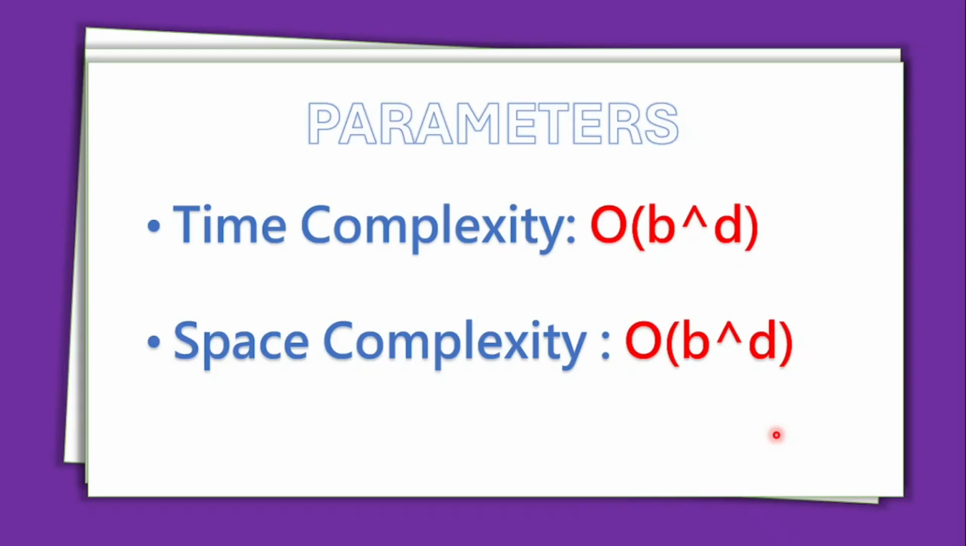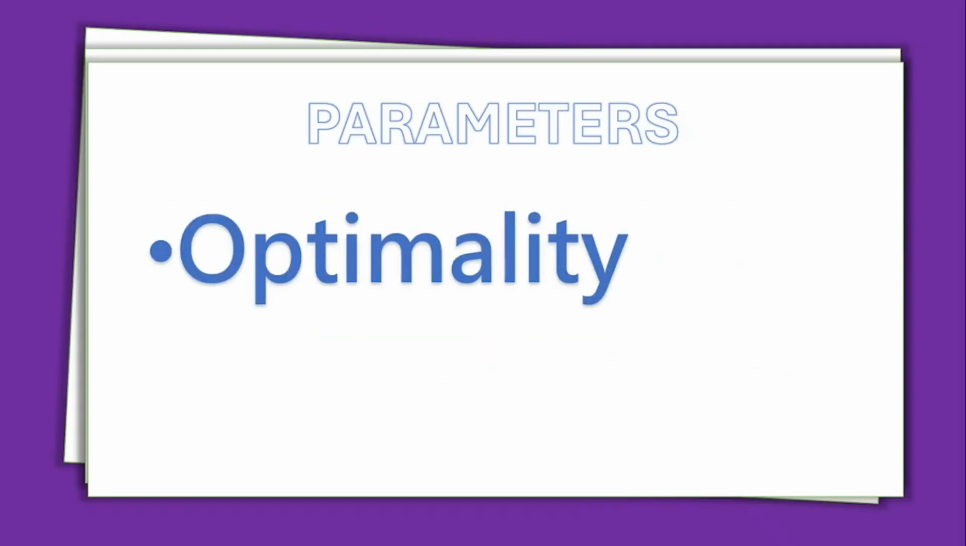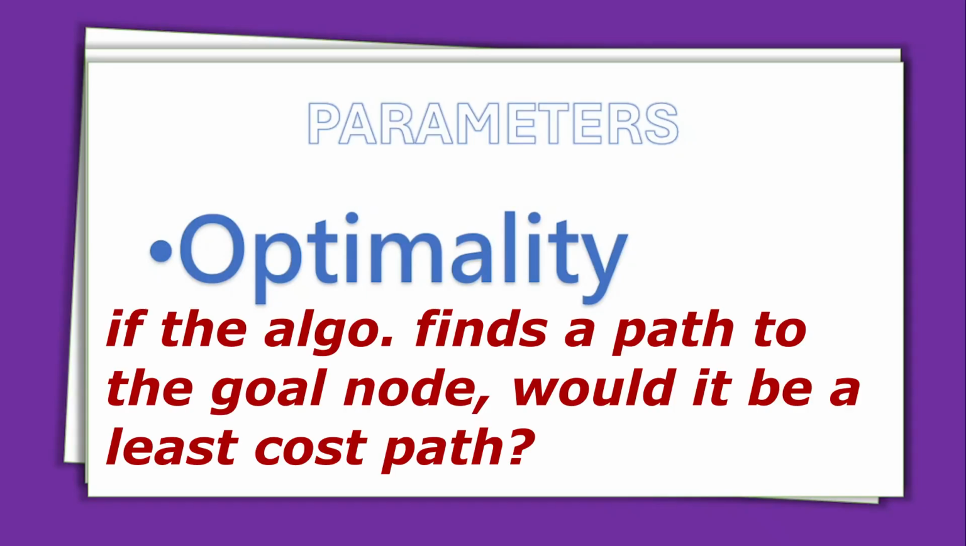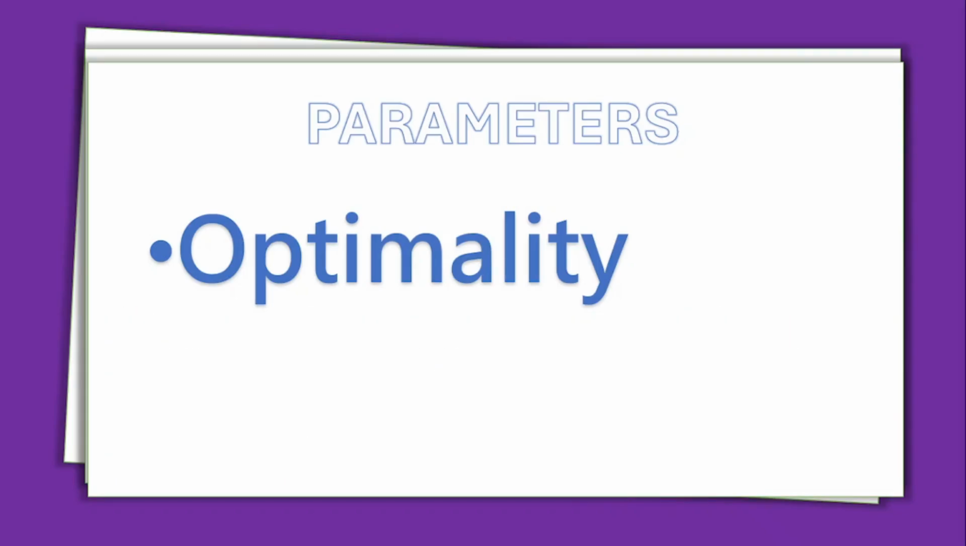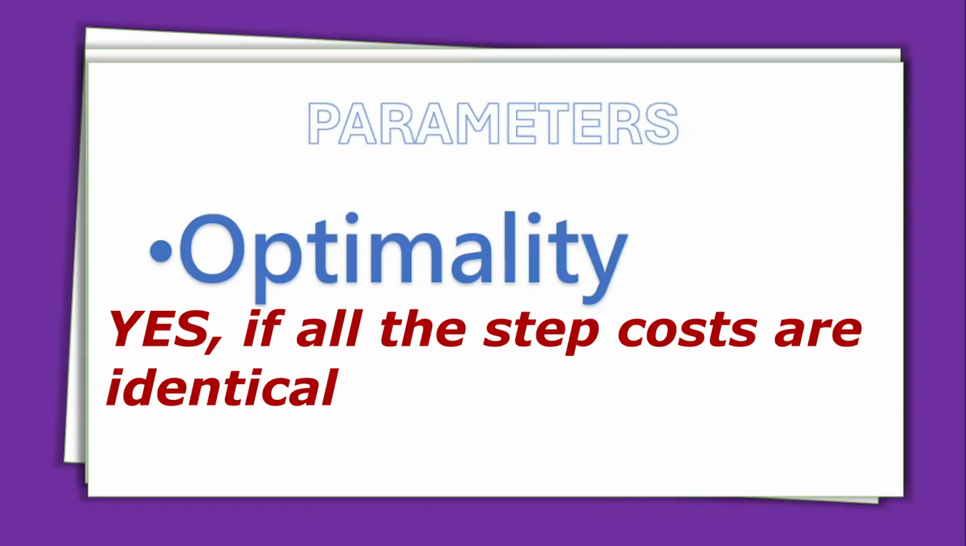Now let's jump on to optimality. So the first question is, what is optimality? Optimality means, if the algorithm finds a path to the goal node, would it be a least cost path? This is the meaning of optimality. And the second question is, is BFS optimal? And the answer to this question is yes, under a condition that all the step costs are identical.